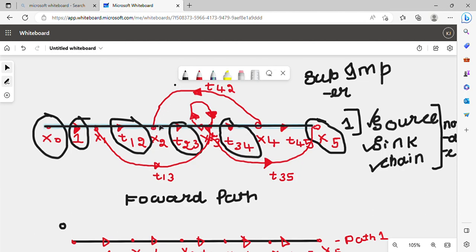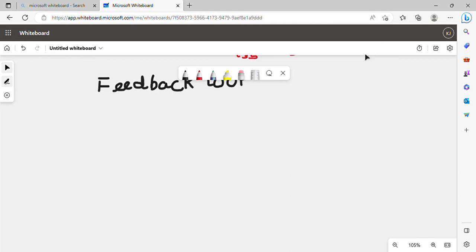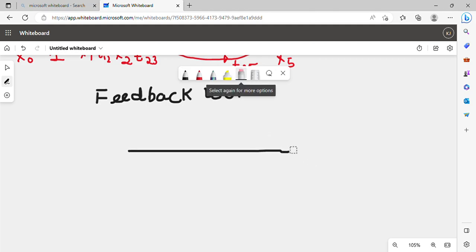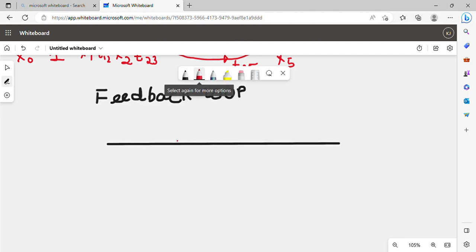So it is starting from x2 and coming to x3, and it is coming back and going to x4 again, and from x4 it is coming back to x2, right? That is the particular loop. Let me draw that without fail. Okay, so if I draw the feedback loop, I just showed you the feedback loop, right? I guess you got it.